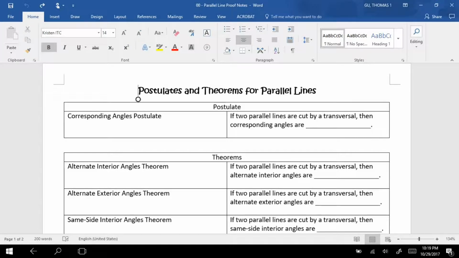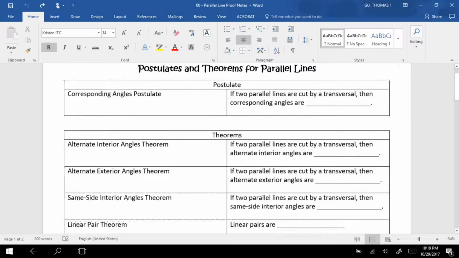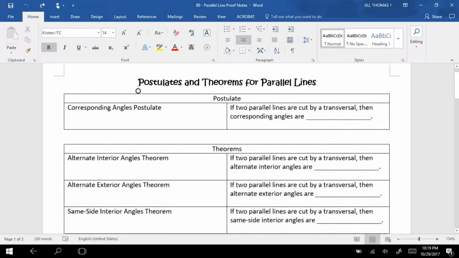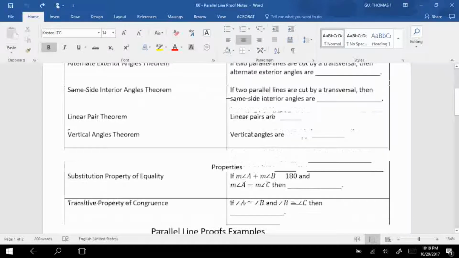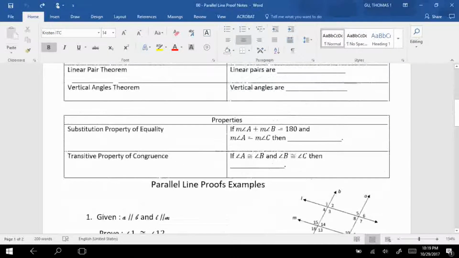This time, we're going to be learning the postulates and theorems for parallel lines so we can use them in proofs. In what? In proofs. Not proof. Yes, proofs. We're going to be doing proofs. So all of these, check this out. All of these postulates and theorems and properties we're going to be using in proofs.